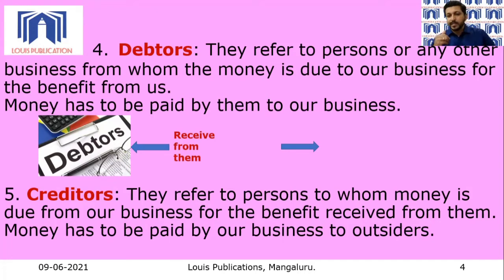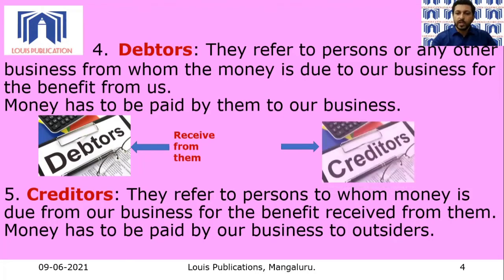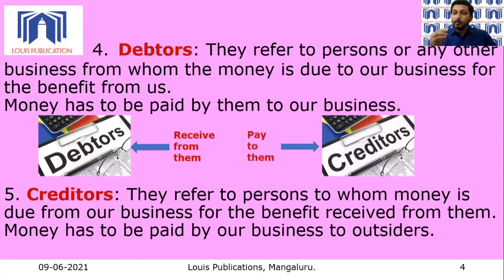Now, who are creditors then? These are the persons to whom money is due from our business for the benefit received from them. Our business has received a benefit from them. And now we are supposed to pay that money for the benefit received to such an outsider, and they are referred to as creditors. So money has to be paid by our business to the outsiders. So these are creditors. Business has to pay to them. Such people are referred to as creditors. So let's get this concept of debtors and creditors right.